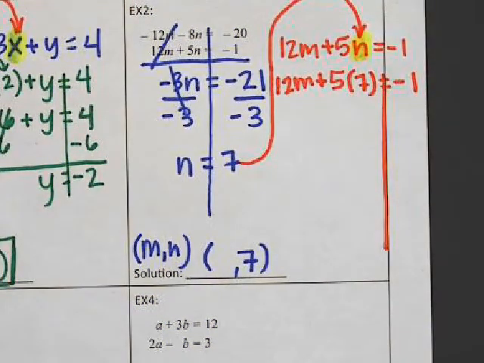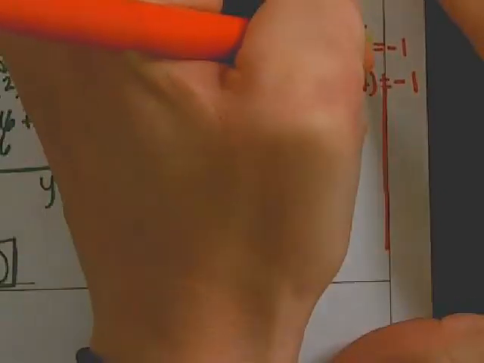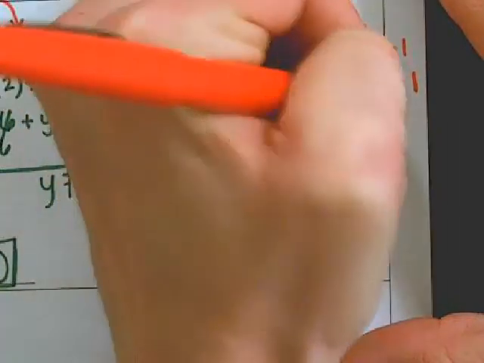We're solving. Get rid of your parentheses by distributing. What is 5 times 7? 35. 35. Bring down what you haven't used.